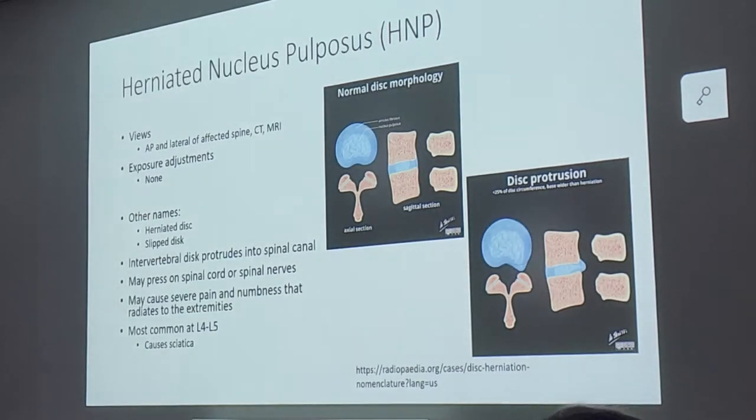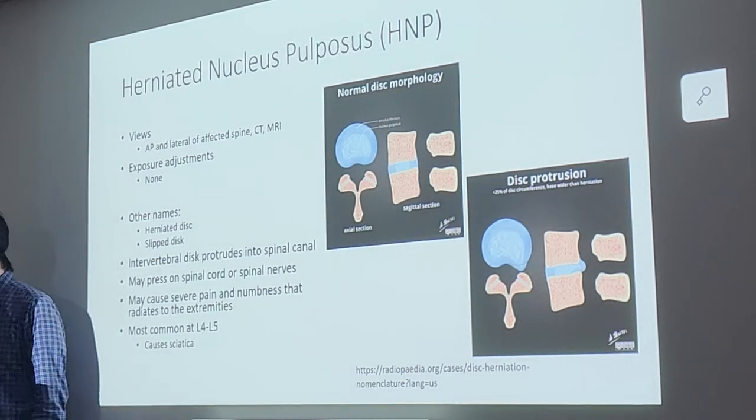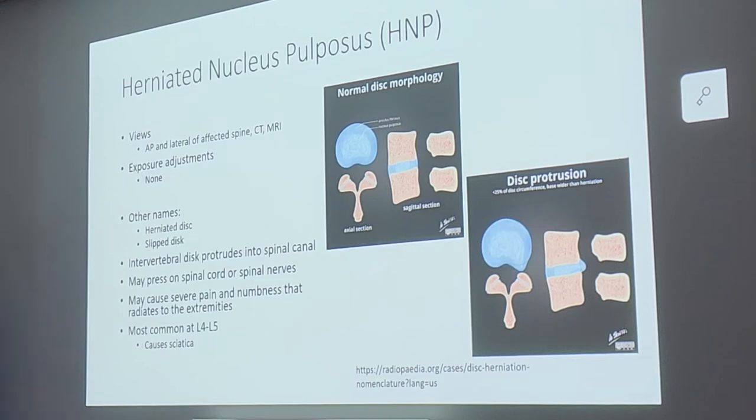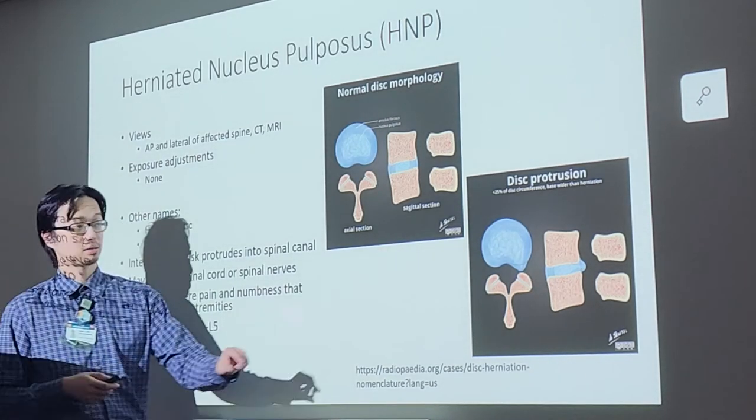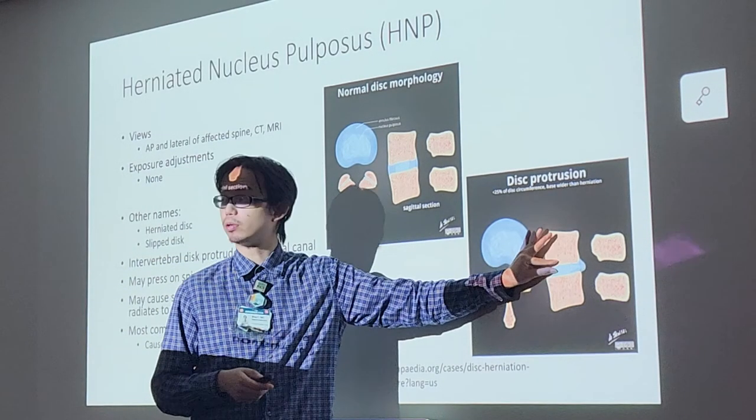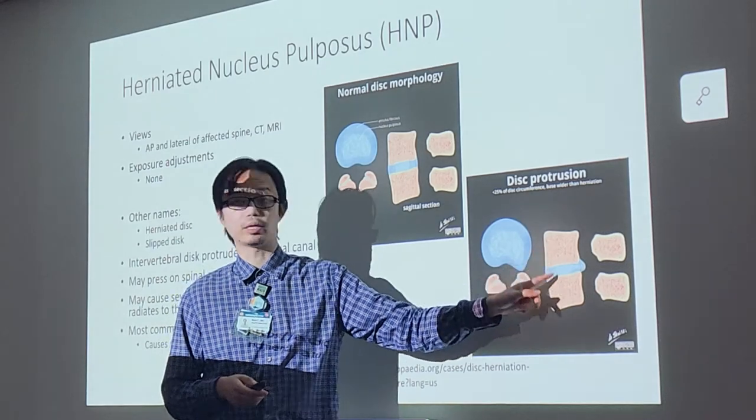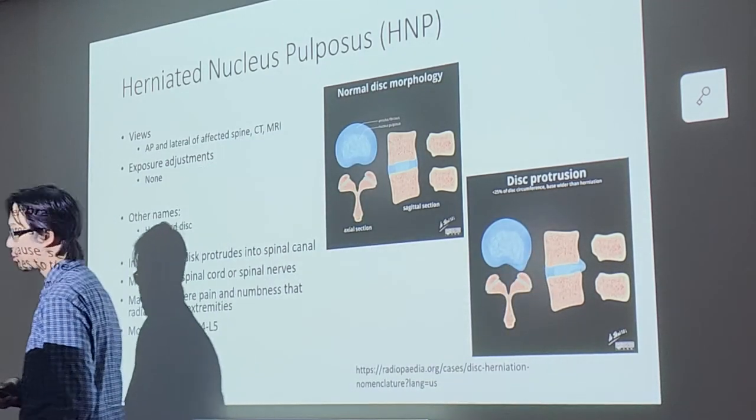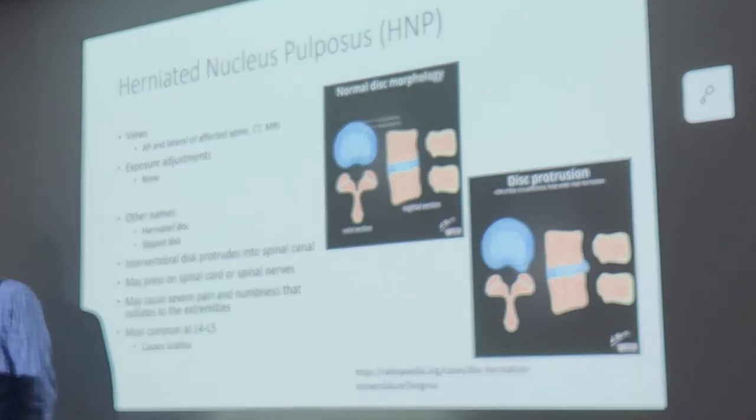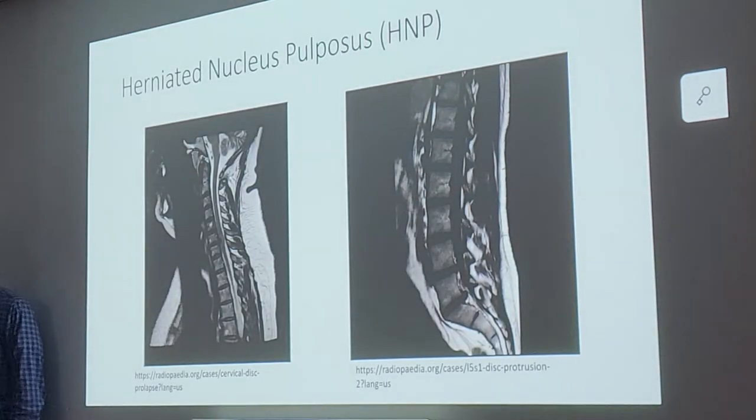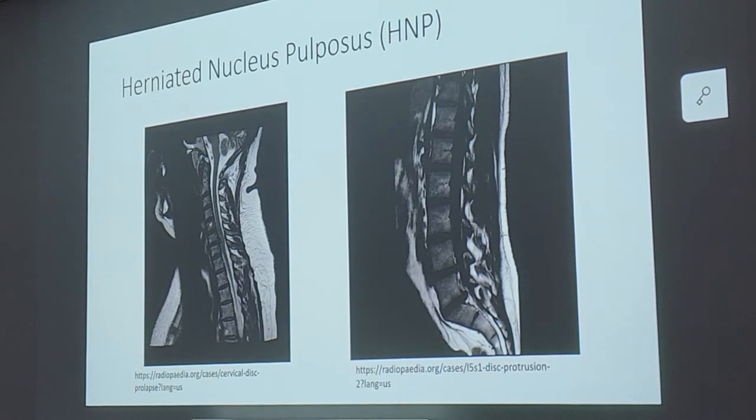So this is most common in the lumbar spine. Now, will you be able to see this directly on x-ray? No, not really. You will be able to see that the space is narrower between the vertebrae, but you won't really be able to see this protruding out all that well. So the best modality for this is MRI.